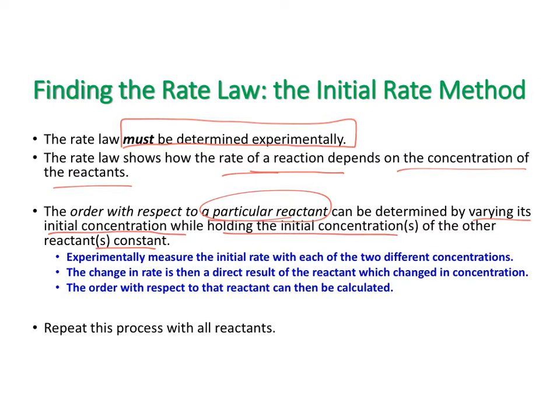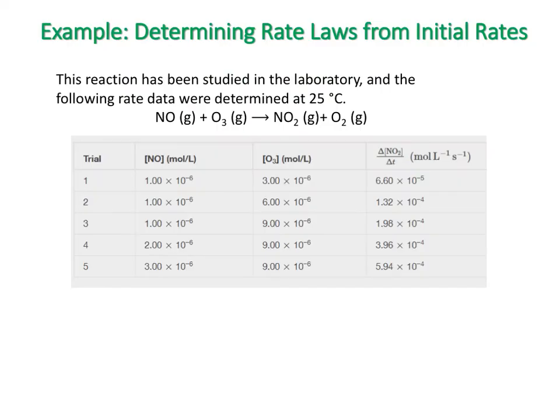So we experimentally measure the initial rate with 2 different concentrations, and then the change in rate will be a direct result of the reactant that we changed, and the order with respect to that reactant can be calculated. So you repeat this for all reactants. In most cases you will just have 2 reactants, but you would repeat it with every single one depending on the reaction. So in this example, we'll directly be applying what we just learned.